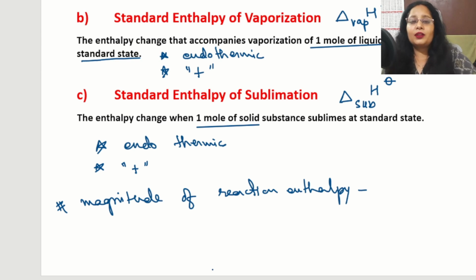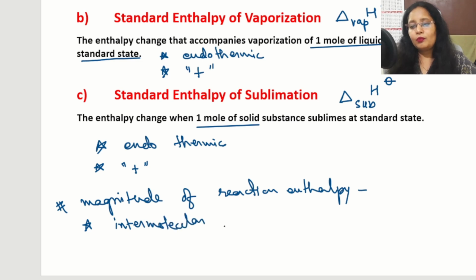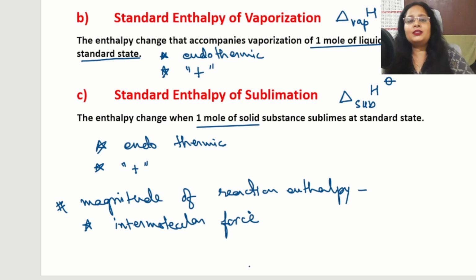So more force, more intermolecular force. The main point here is the intermolecular force of attraction between the particles. The lesser the force or the weaker the intermolecular force, it means the change is easy and the magnitude of the enthalpy is low. If the intermolecular force is strong, it means the applied energy will need to be a big amount of energy to break that force.